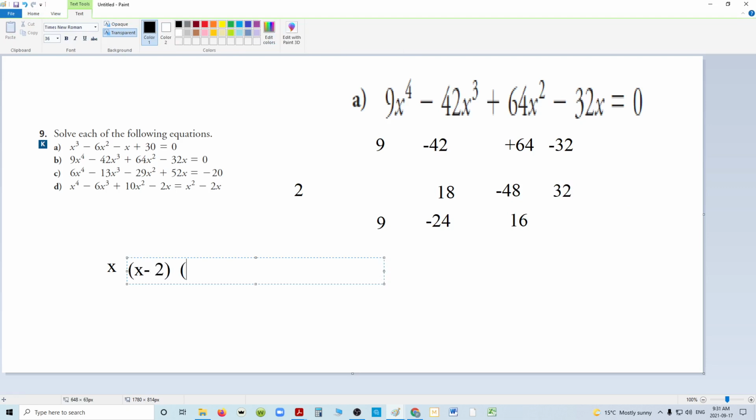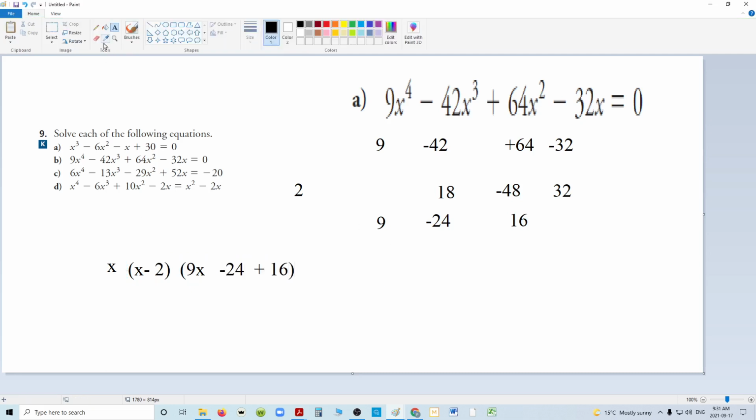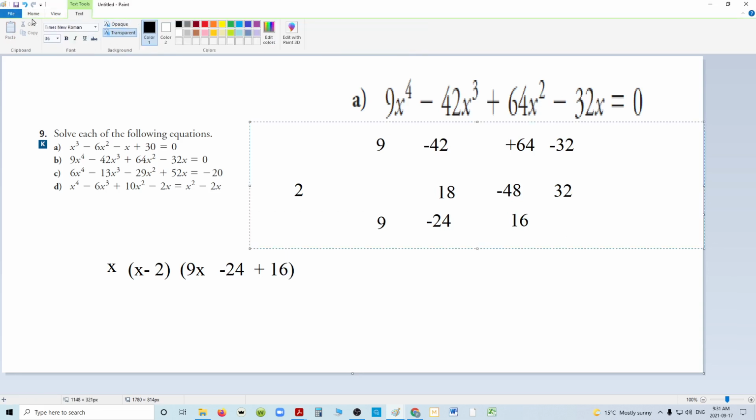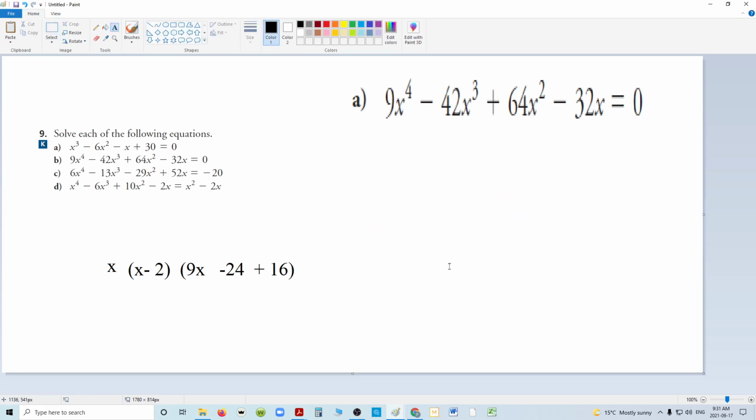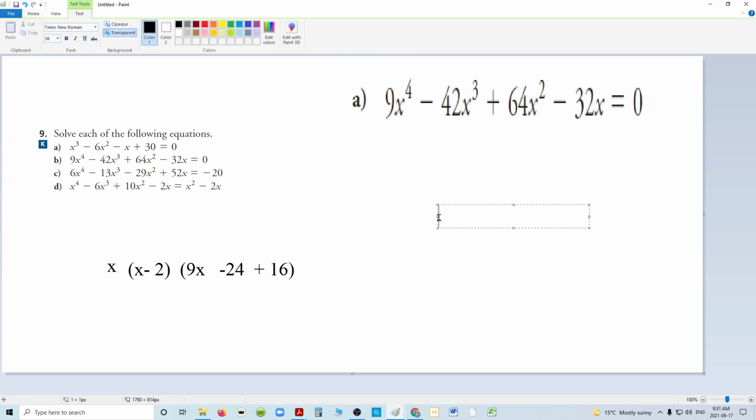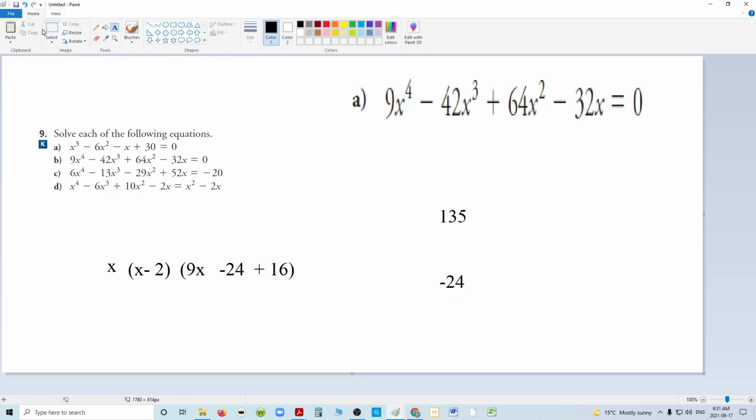And I'm left with 9x squared minus 24 plus 16. So it looks like long, hard factoring. So I'm dealing with finding a number that multiplies out to 135 and adds up to minus 24. Oops, I got the 135 wrong, rather. It's not 135. It's going to multiply to 144.